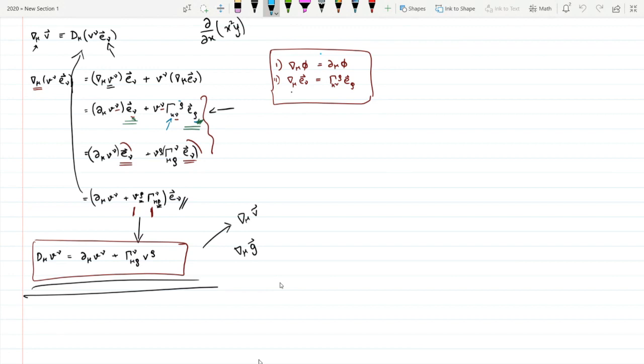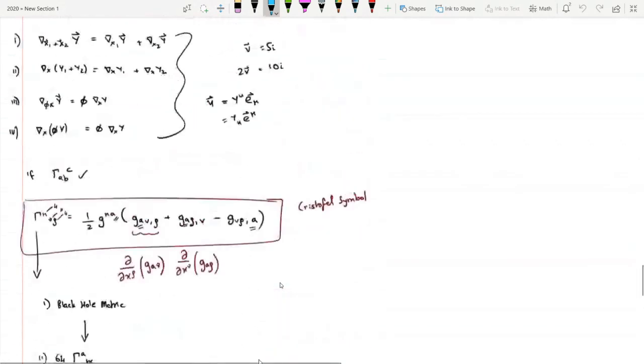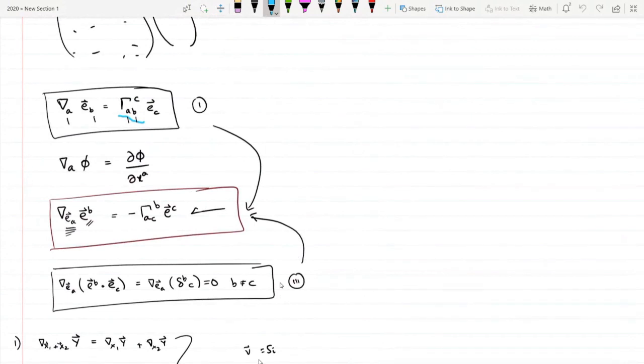It's a beautiful trick. You're going to see it applied in cosmology. You're going to see it applied in GR. And now that I've shown you the trick, for your homework you're going to actually show that you can use 1 and 3 to prove 2.